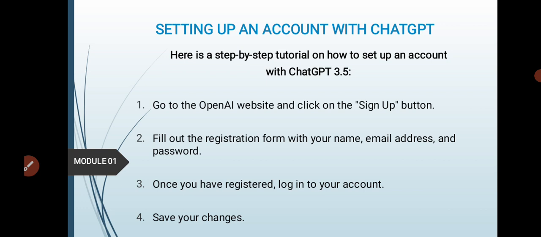One of the steps to creating the account: one, we go to the OpenAI website, then click on the sign up button. Two, we fill out the registration form with our name, email address, and password. Number three, we register, and once we are registered, we log in. Then if there are any changes in the website or account, we can make the changes and save them.